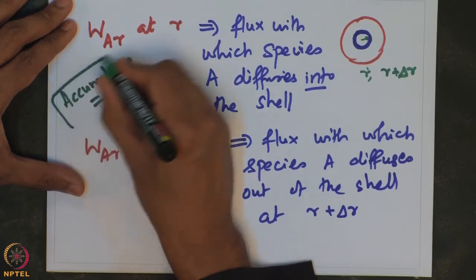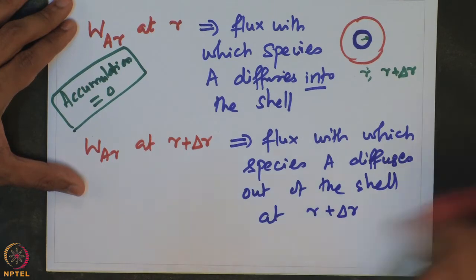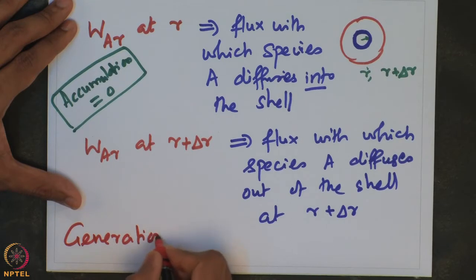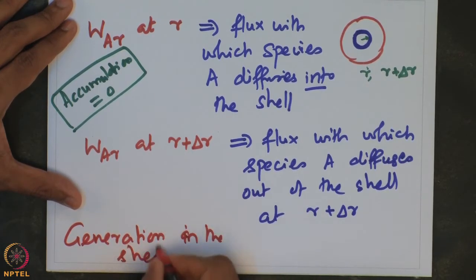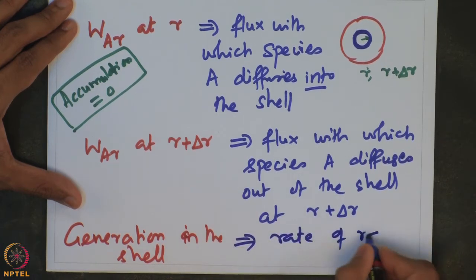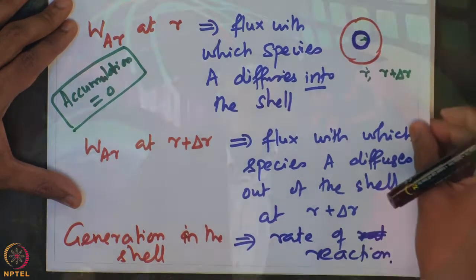Accumulation is essentially equal to 0 for this problem because we have assumed steady state. So, the other quantity we need to find out is the generation term in the shell, which is essentially controlled by the rate of reaction, which can be found from the rate of reaction. So, let us start with the first one.